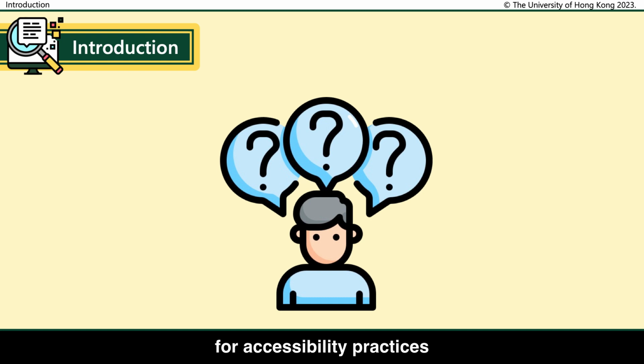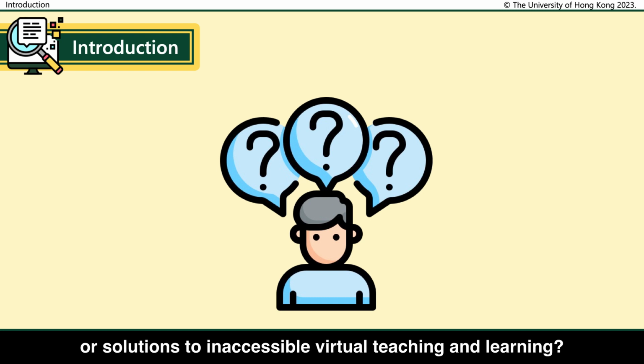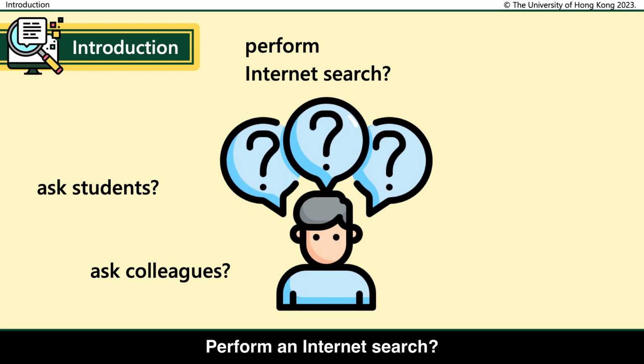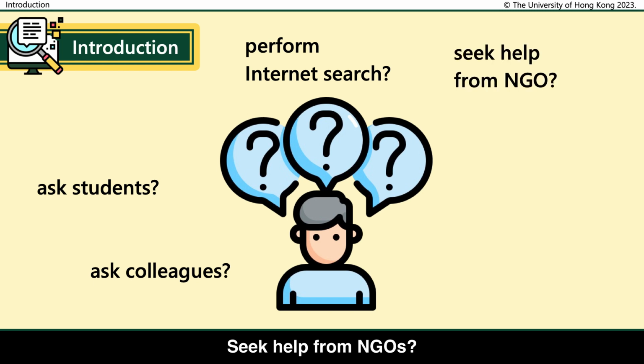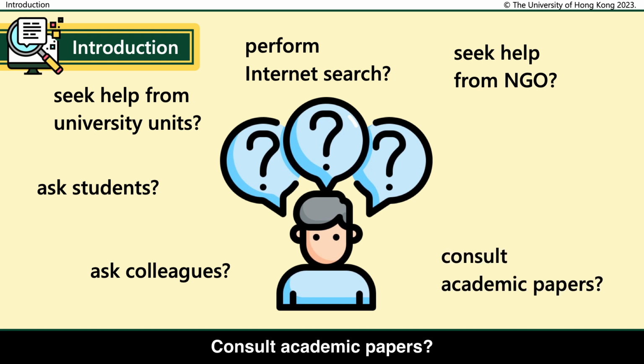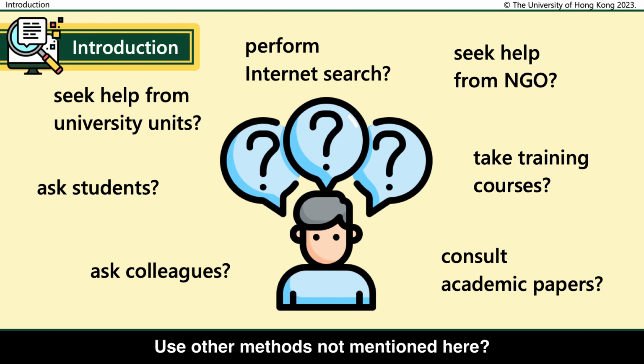Introduction. How would you look for relevant support resources for accessibility practices or solutions to inaccessible virtual teaching and learning? Ask students. Ask colleagues. Perform an internet search. Seek help from NGOs. Seek help from university units. Consult academic papers. Take training courses. Use other methods not mentioned here.